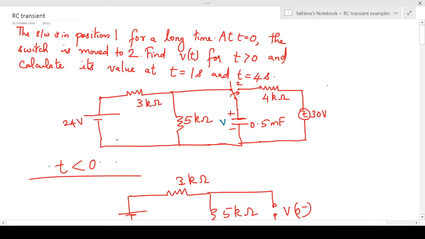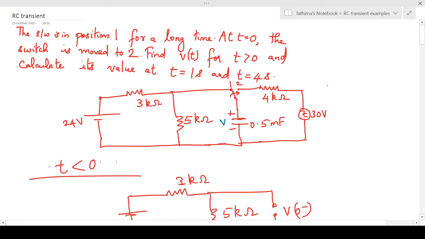Hello everyone. So a question is, the switch is in position 1 for a long time and at t equal to 0, the switch is moved to position 2. So find V of t, that is the voltage across the capacitor for t greater than 0, and we have to calculate the value at t equal to 1 second and t equal to 4 seconds. So we'll see the solution part.